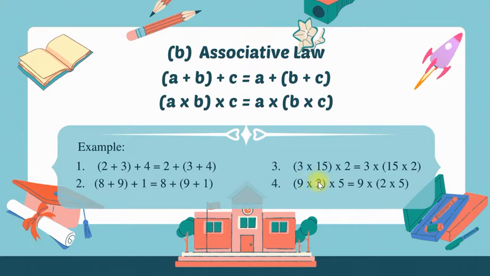The same goes for number 4: 9 times 2 times 5. If you want to calculate 9 times 2, 18 times 5 is what? So it's easier for us to write 9 outside, times 2 times 5. 2 times 5 equals 10. So 10 times 9 equals 90.